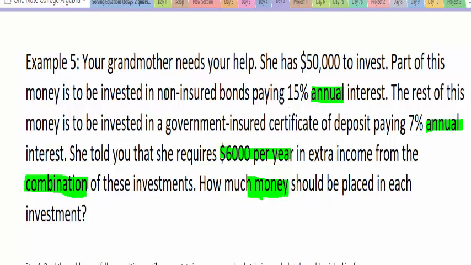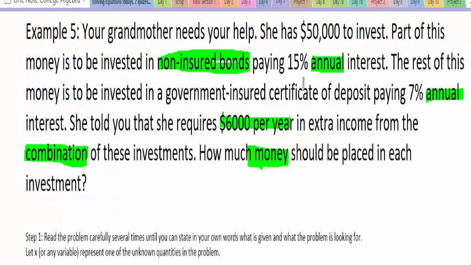But because this is non-insured, there is some risk. There's a lot more risk to investing in something that's non-insured. So we don't want to invest all of our money there. We don't want to put all of our eggs in that basket. However, for the purpose of this problem, we're just going to say nothing went wrong and all the money invested made what it was supposed to make.